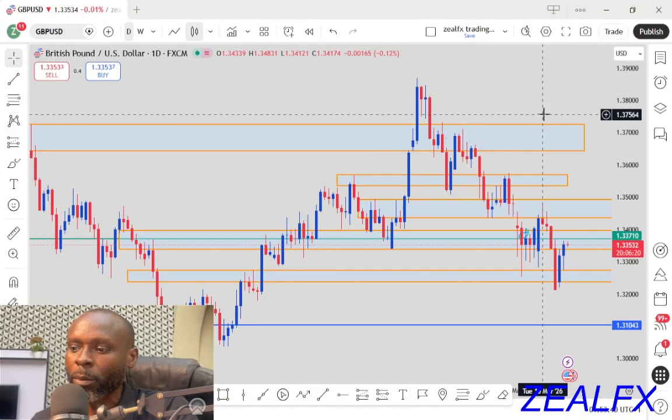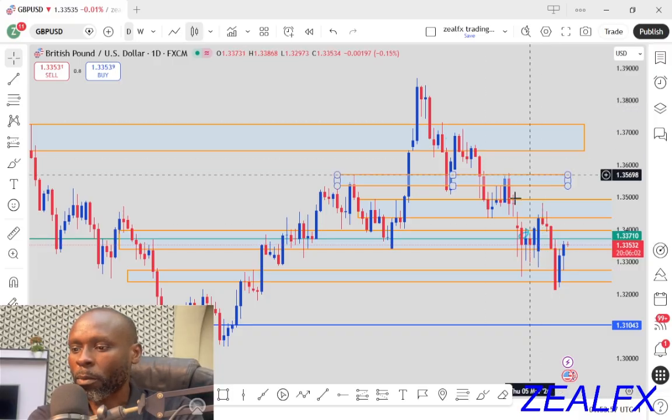If you have been watching my previous analysis, you can see that I said I expect the pounds USD to continue to drop last week. You can see that price really dropped as expected. This week, what are we expecting on the pounds USD this week? Let's look at the trend of the market of the pounds USD first.